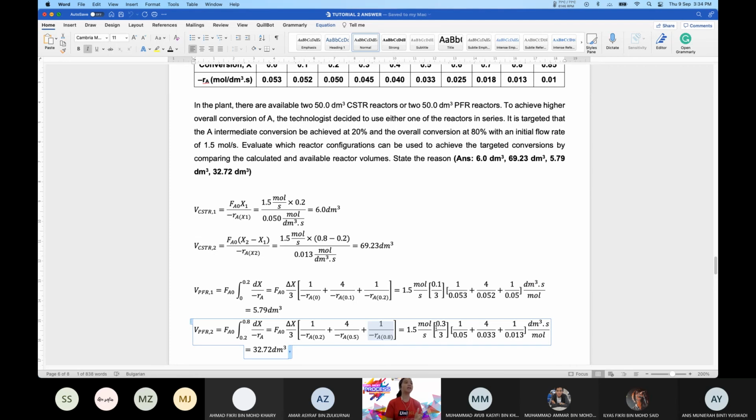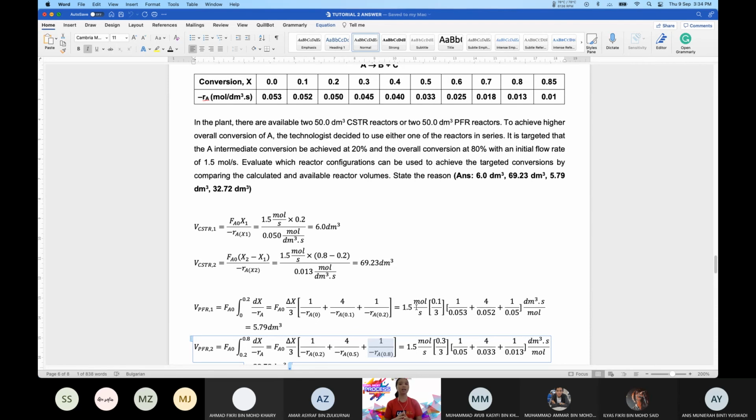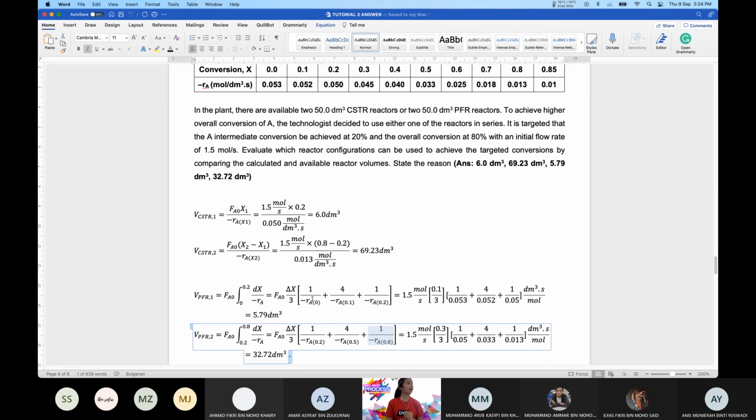So same concept, look at the table. Make sure you substitute the correct values. You will get the volume as 32.72 dm³. Don't forget to compare with the available reactor volume. In my plant, the reactor volume I have is 50. I calculated that I only need 32. So the calculated volume is smaller than the available one. So we can conclude that in the case of PFR, both reactors fulfill the requirement. So we can recommend using PFR.